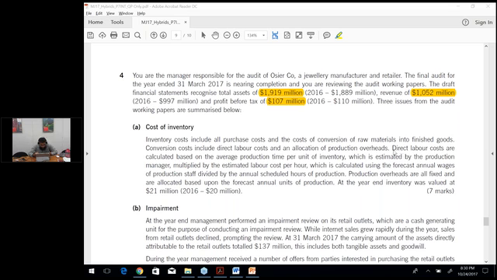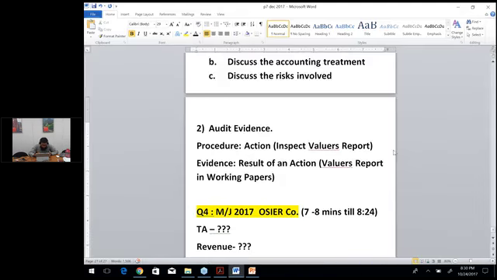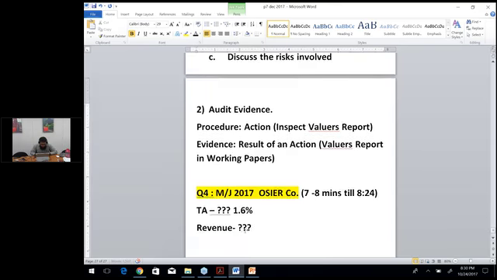Assets, 1.6%. Okay, and what about the revenue? 5.5%. And what about the profit? There is a decline in the profit. How much is it?